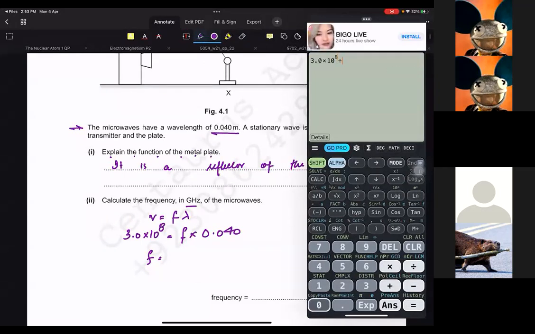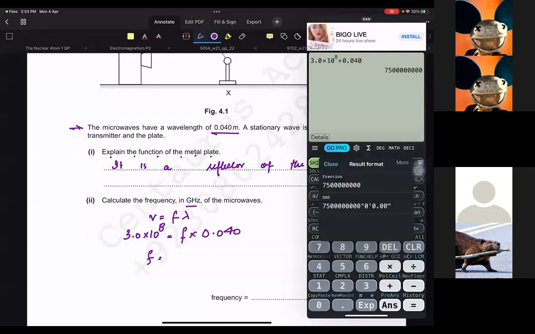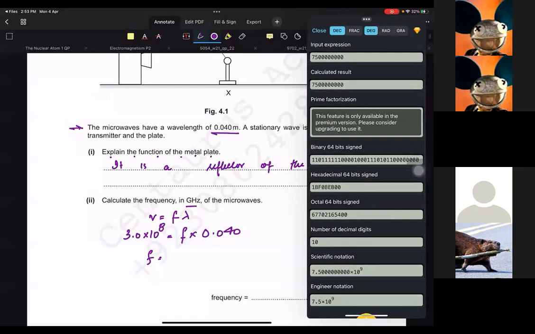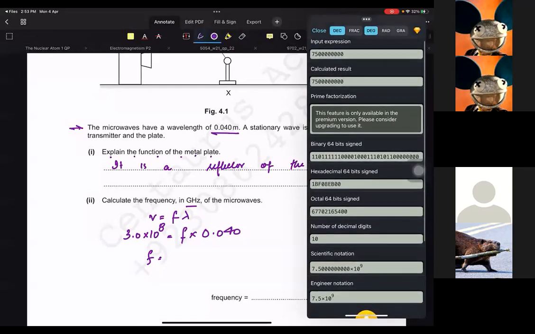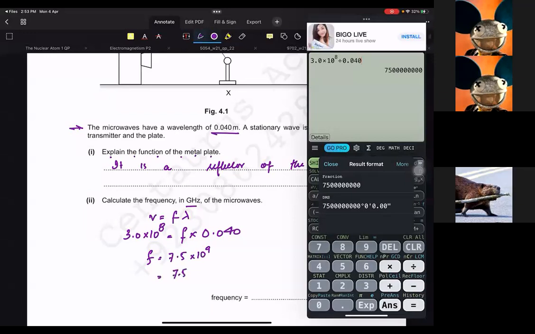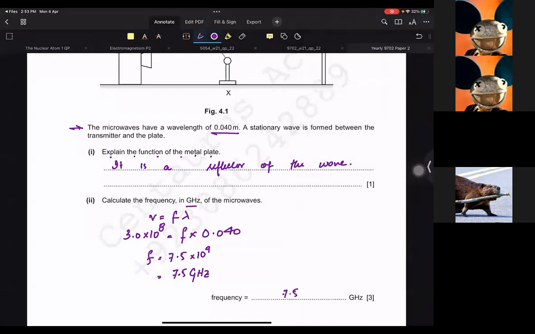All right, divided by 0.040. So this is 1, 2, 3, 4, 5, 6, 7, 8, 9. So 9 means 7.5 times 10 raised to 9. 9 is already giga, so this is gigahertz. I'm going to write 7.5.